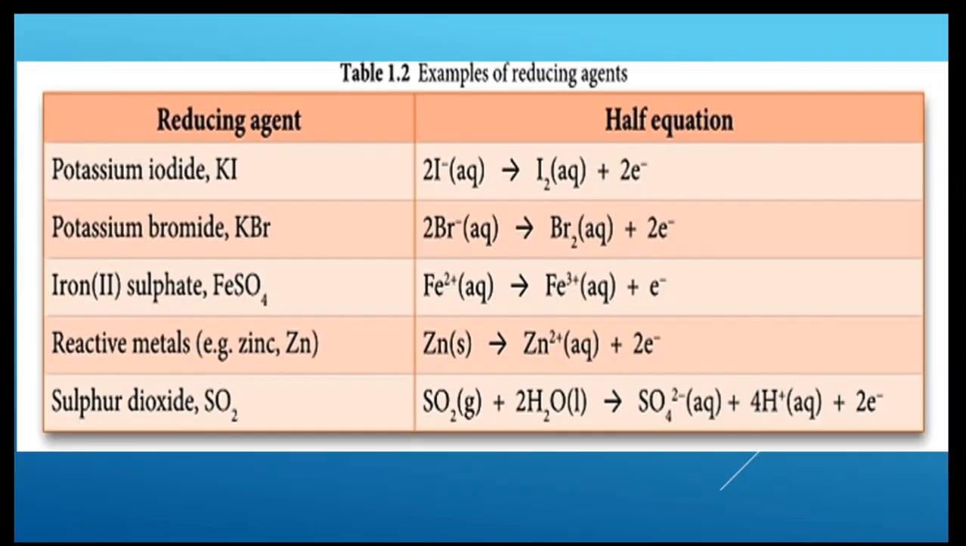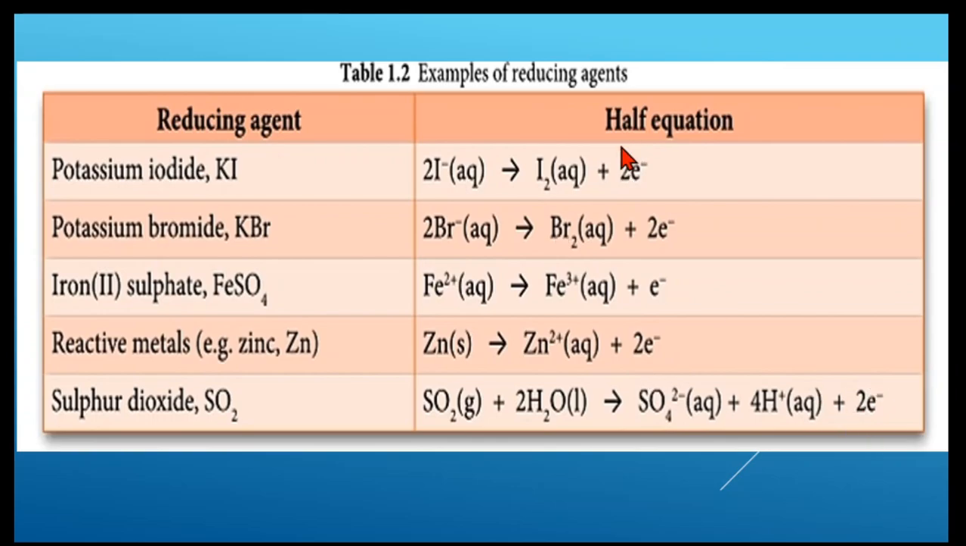And these are some examples of reducing agent. So remember, reducing agent will undergo oxidation, meaning loss of electron. The first one, potassium iodide, potassium bromide, iron 2 sulfate, reactive metals such as zinc, sulfur dioxide, SO2. So kalau kita tengok half equation dia, semuanya losses electron. Nampak? Sebelah kanan, losses electron.